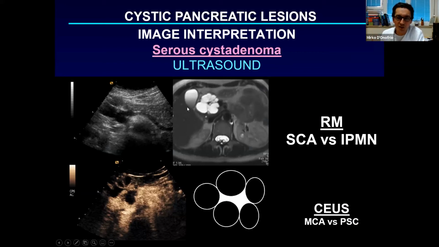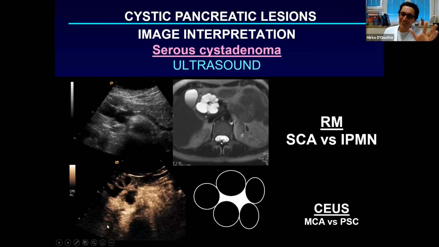The story is different for a lobulated microcystic lesion. This is a serous cystadenoma, but we need to know the relationship between this kind of lesion and the main pancreatic duct, and this is not possible using ultrasound. So this is a lobulated microcystic tumor, but if there is no communication, it is a serous cystadenoma. If there is a communication, it is an IPMN.